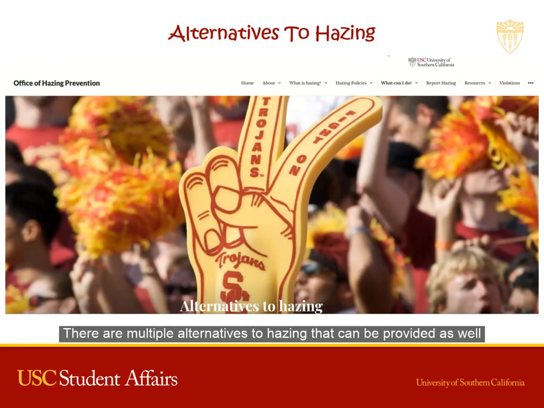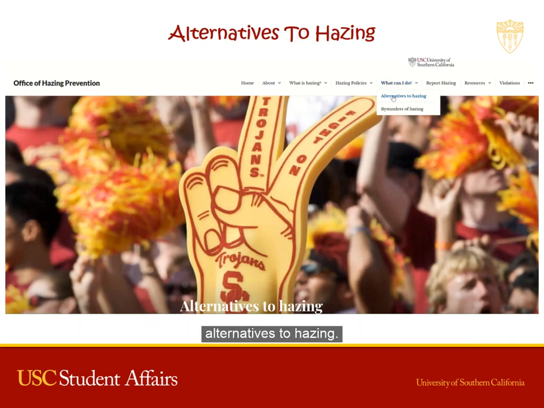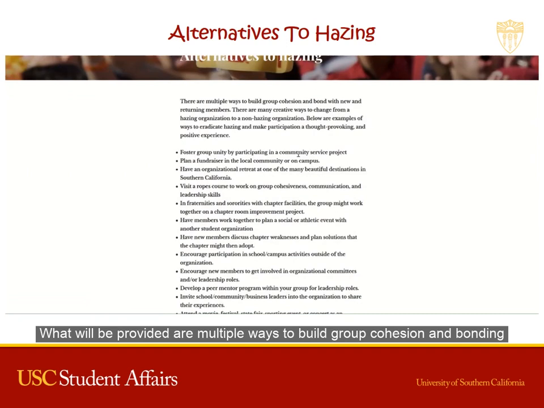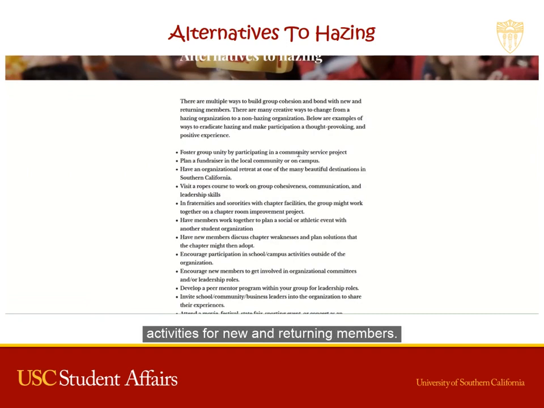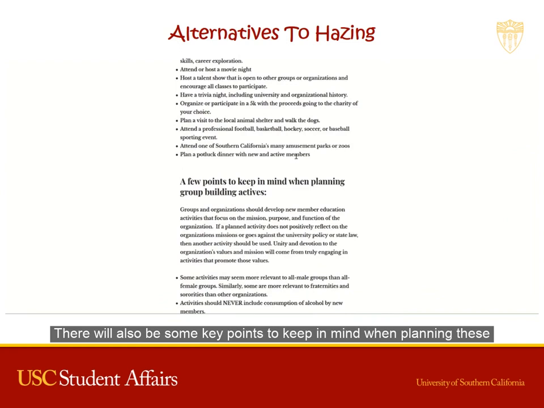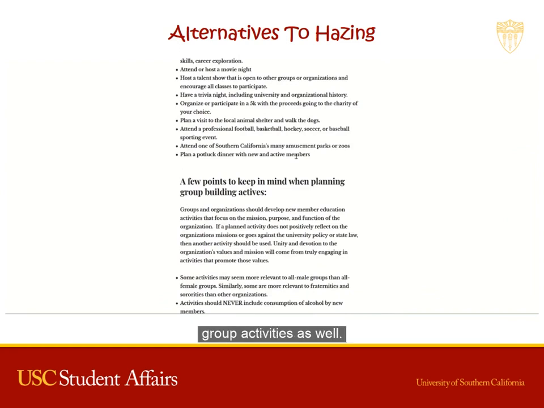There are multiple alternatives to hazing that can be provided as well on the Office of Hazing Prevention website. On the Office of Hazing Prevention website, please visit the What Can I Do tab and click on Alternatives to Hazing. What will be provided are multiple ways to build group cohesion and bonding activities for new and returning members. There will also be some key points to keep in mind when planning these group activities as well.